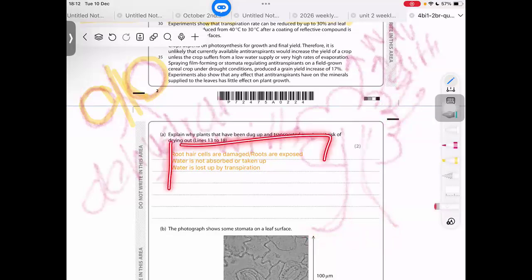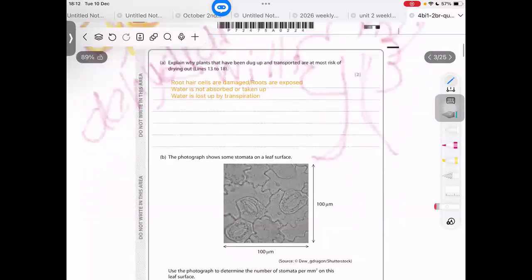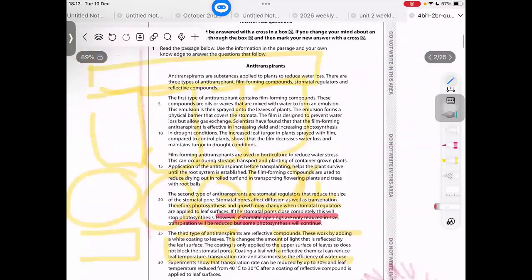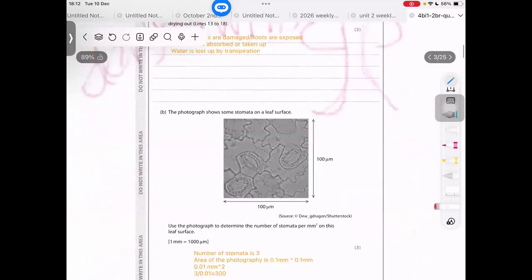If you have any 2 of these 3 points, you get 2 marks, right? Root hair cells are damaged and water is not absorbed or taken up, when compared to the water which is lost by transpiration. Okay? Right. Now let's move on to the next question. You can say it's nothing to deal with the above. The first question was nothing to deal with this first paragraph that they have, the essay that they have given.